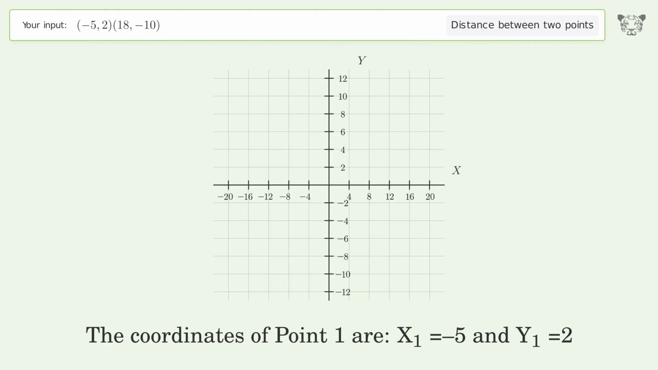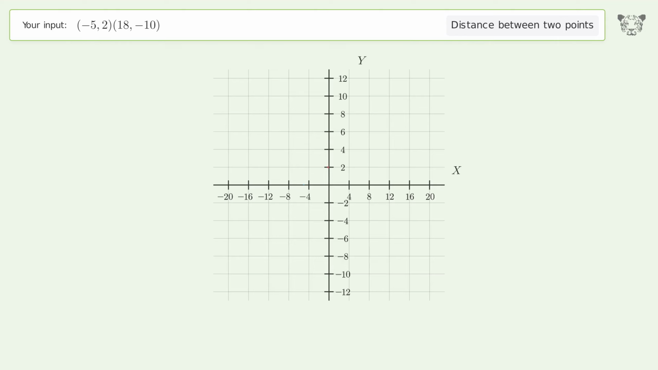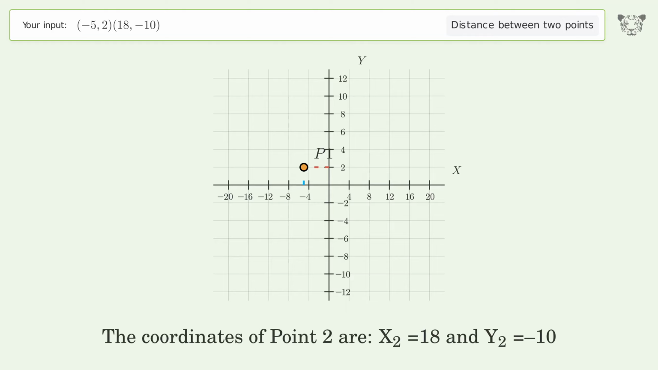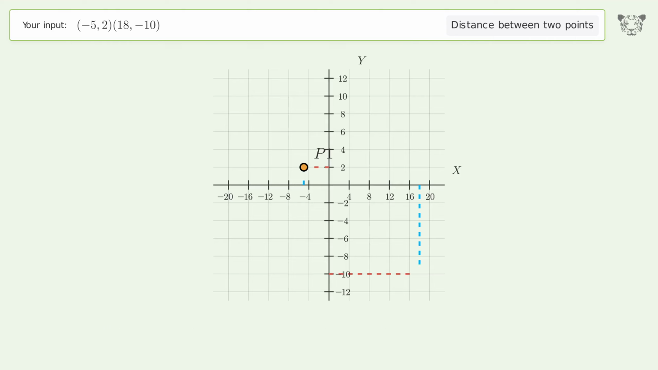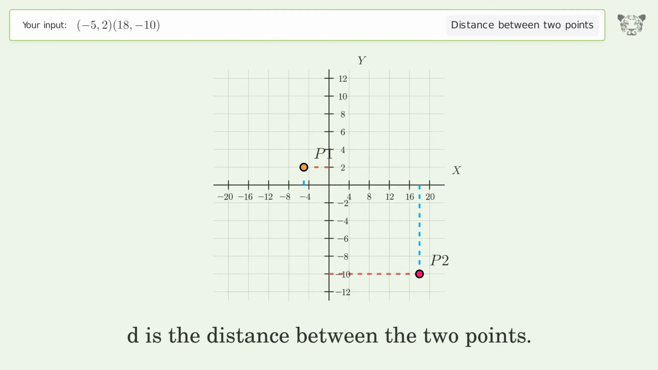The coordinates of point 1 are x1 equals -5 and y1 equals 2. The coordinates of point 2 are x2 equals 18 and y2 equals -10. D is the distance between the 2 points.